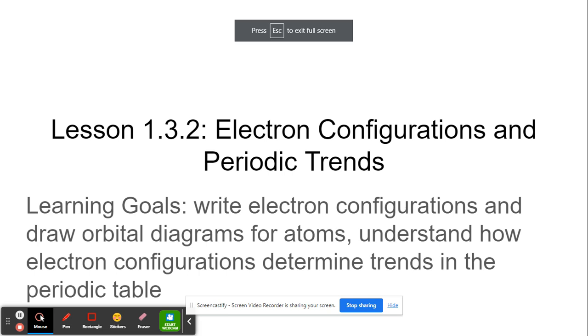Hi, guys. This is the second half of lesson 1.3. We're going to continue learning about electron configurations, orbital diagrams, and then we're going to move on to talk about trends in the periodic table, just like you learned about in grade 11, but with the quantum mechanical model of the electron in mind.